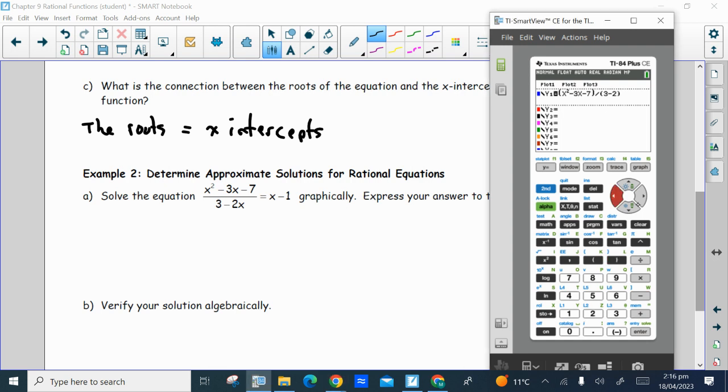Whoops, forgot the x there. So x squared minus 3x minus 7, all in brackets, divided by, all in brackets, 3 minus 2x. Now that has to equal x minus 1. So again, because we have two different equations, we're going to look for points of intersection. And there are 2 points of intersection.